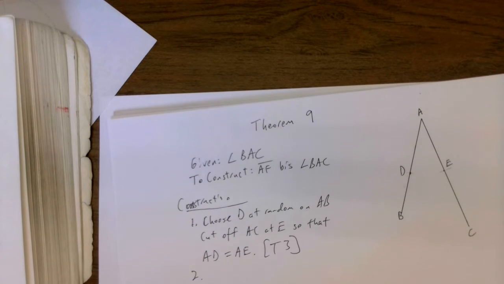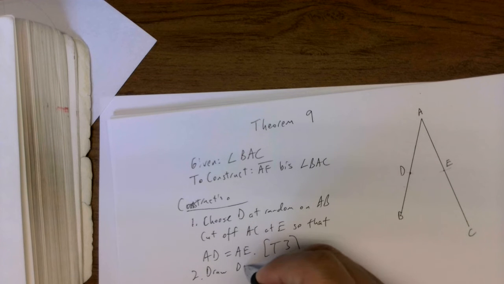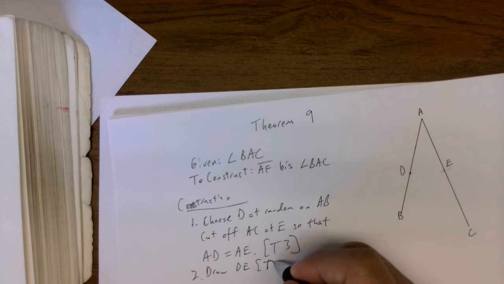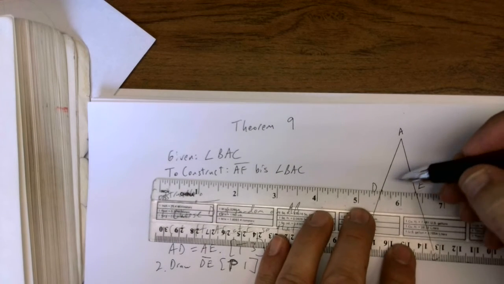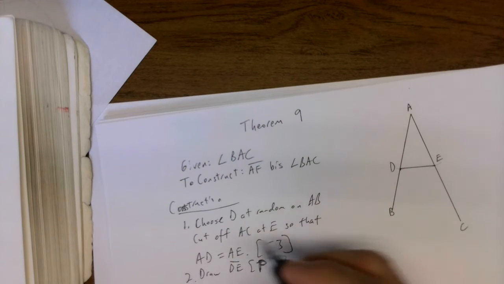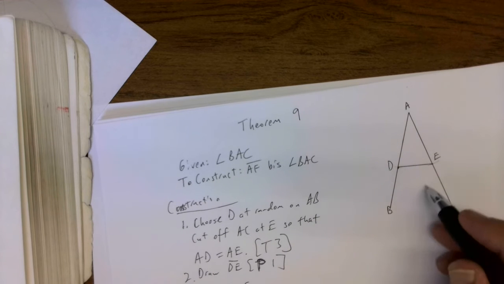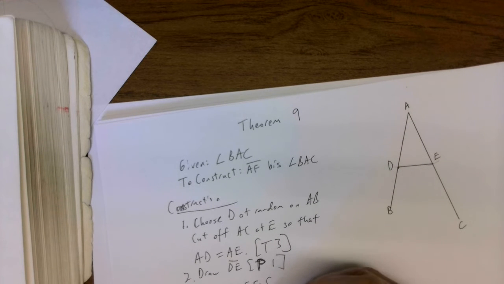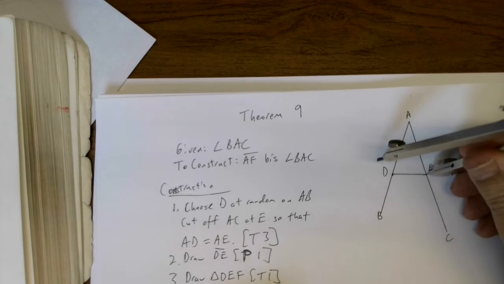And the next thing we do is we're going to join DE. Draw DE using Postulate 1. I almost wrote Theorem 1, sorry. Okay, so we're going to draw DE. And then we're going to do a Theorem 1 on DE. We're going to draw an equilateral triangle on DE, and let's call that third point F. That's a Theorem 1. And so I'll just do that really quickly here.